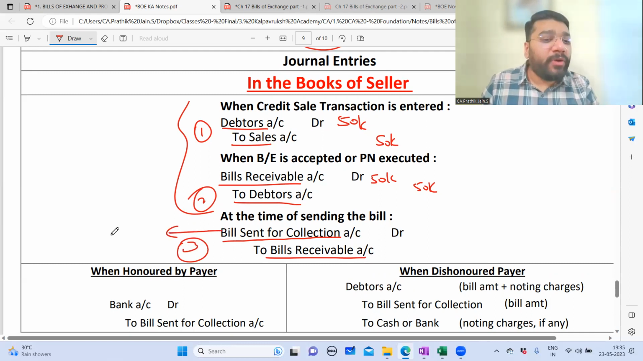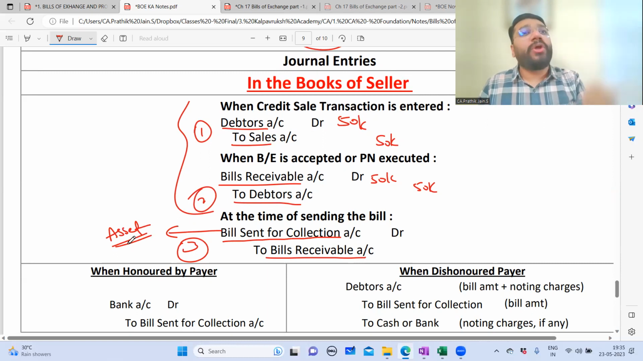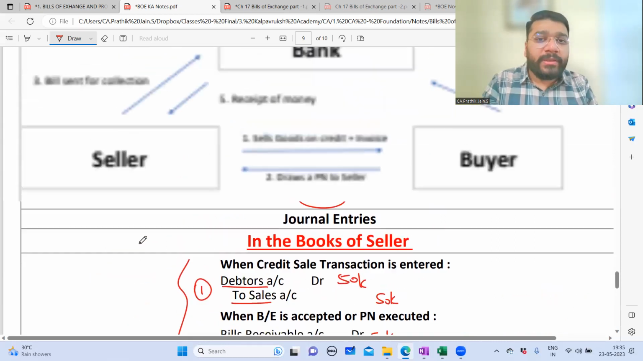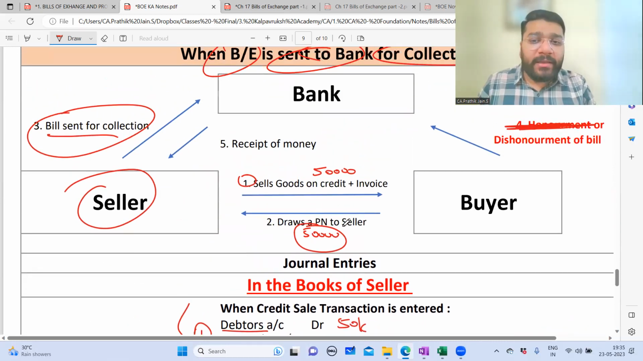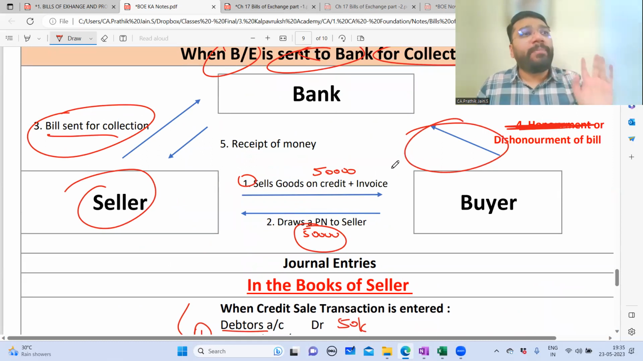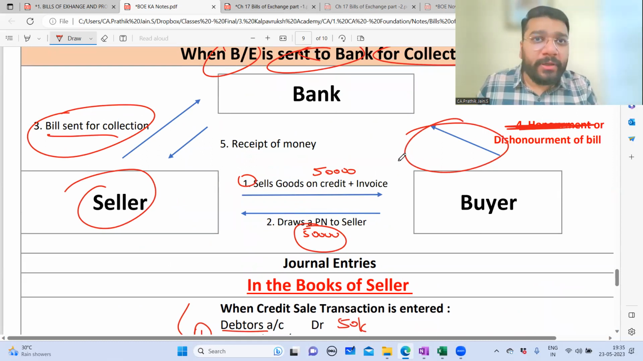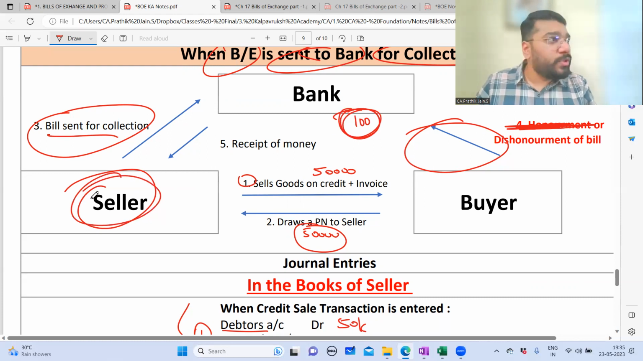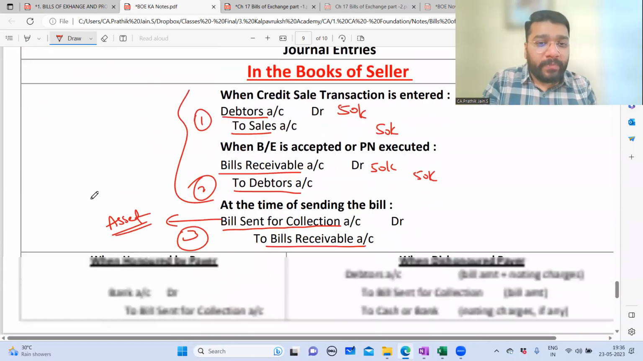The nature of bill sent for collection is asset. So until you receive the money from the banker, in the balance sheet on the asset side, bill sent for collection will be flashing. On the due date, the banker tried to get the money from the buyer. He could not get the money. So he took the notary public and documented all the reasons for it. He paid 100 rupees on that. So this 100 rupees, banker would recover from whom? Seller. So what will be the dishonourment entry?